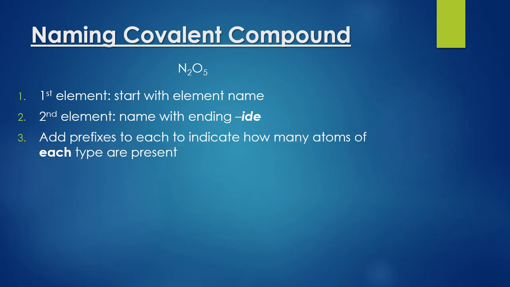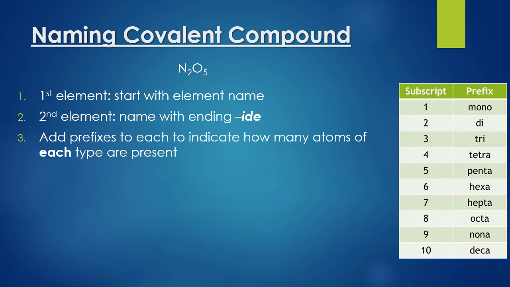Next, we need to add prefixes to indicate how many atoms of each type are present. So this is where the subscripts are going to come in handy. Looking at the prefixes off to the right, I have them labeled 1 through 10. In this course, we won't see higher than 10 when we're actually naming a covalent compound anyway. So in the case of the example above, since there are two nitrogens, we would label that as dinitrogen. For the oxygen portion, since there are 5 of them, we would look at the prefix 5 and it would be called pentaoxide.